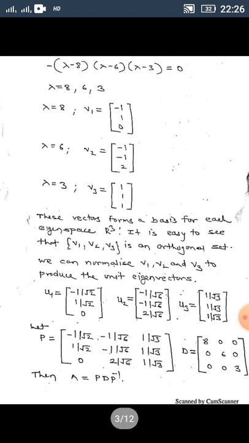So the factors are minus (lambda minus 8)(lambda minus 6)(lambda minus 3) is equal to 0. In a calculator you can calculate this. So lambda is equal to 8, 6, 3 we get. For lambda equal to 8, the eigenvector v1 is (-1, 1, 0). For lambda equal to 6, v2 comes (-1, -1, 2). For lambda equal to 3, v3 comes (1, 1, 1). So these three vectors, the simplification we can see here.